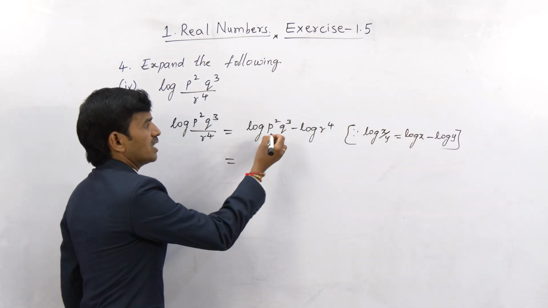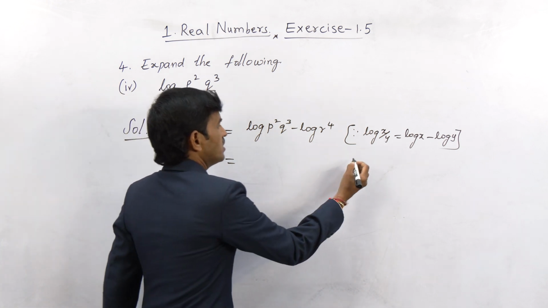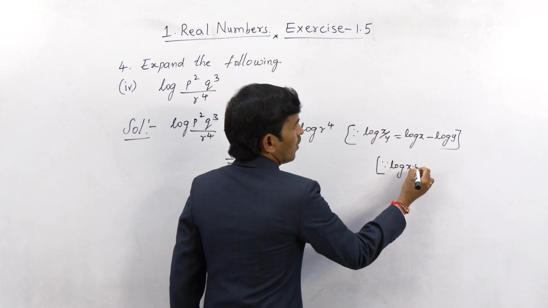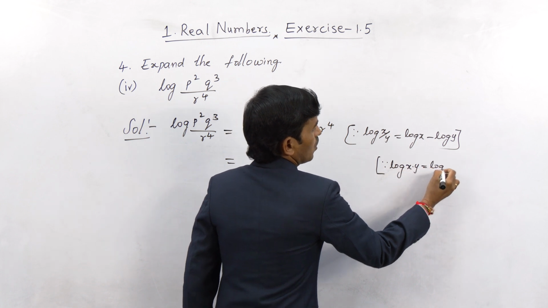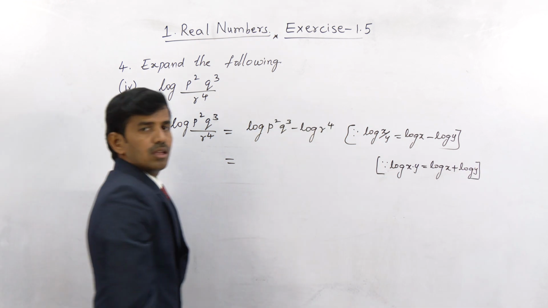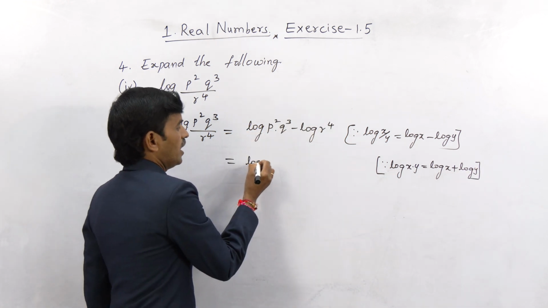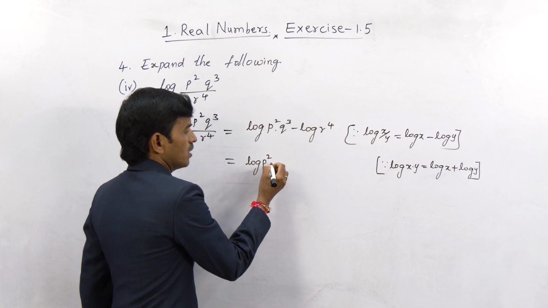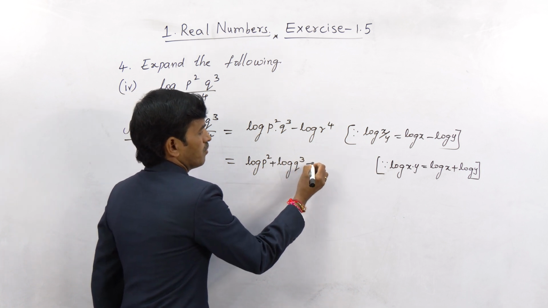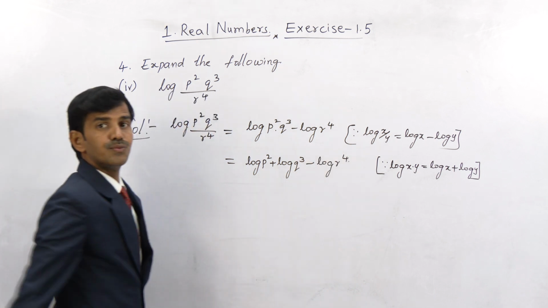So now we can split this using the product rule. What is the product rule? Log x into y is equal to log x plus log y. So according to the product rule, we can split this product, that is log p square plus log q power 3 minus log of r power 4.